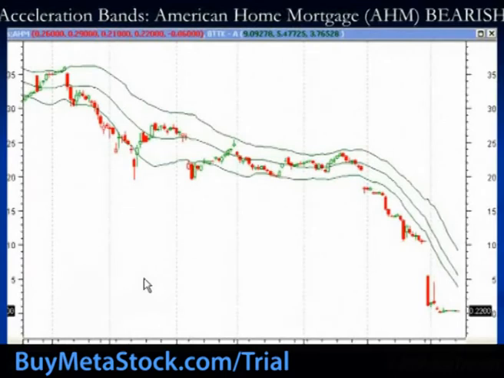This is a chart of American Home Mortgage, AHM, which you can't find anymore because the stock is bankrupt, belly up, delisted, gone, wiped out. Well, this chart picked up a couple of the good wipeout spots on the way down. What we're looking at here are these 3 green lines plotted around the stock. The middle green line is just a 20-day moving average, your normal 20-day simple moving average right in the midpoint of these bands. But the outer bands are actually my acceleration bands, and they're quite different, like I said, from Bollinger Bands.